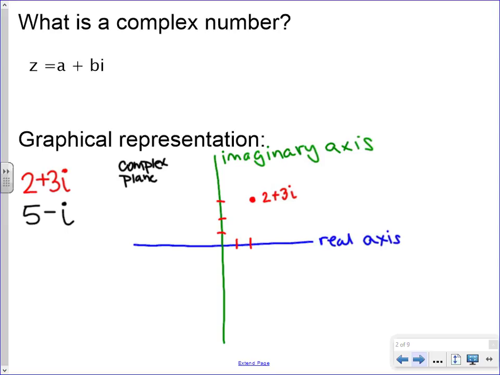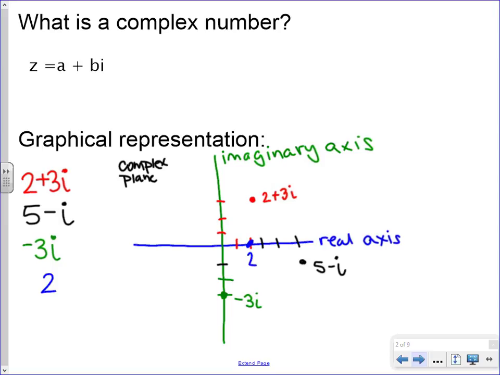Will, how would we plot 5 minus i on the complex plane? You go to 5 on the real axis and negative 1 on the imaginary axis. Great. How about the number negative 3i? Connor, what would we do there? Just go down 3. So go down 3 and we plot that number on the imaginary axis. If I wanted to plot the number 2, Nicole, what would we have to do there? Just go over 2, and there's our number on the real axis.